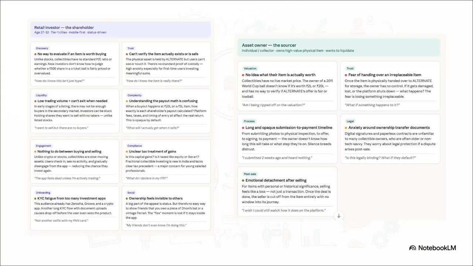Now, this slide is so important because it just shows you the two completely different worlds this app has to live in. On the left, you've got Arjun, the investor. His fears are all about the market. Is this just a fad? What if I can't sell my shares when I want to? But then look at Ramesh on the right. His worries are so much more personal. Am I getting a good price for this?